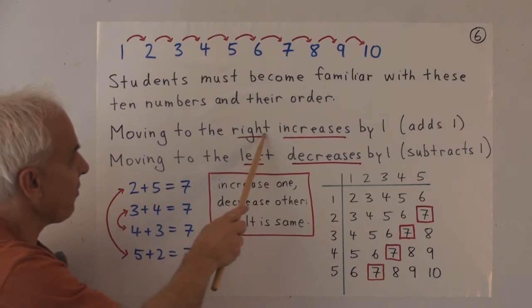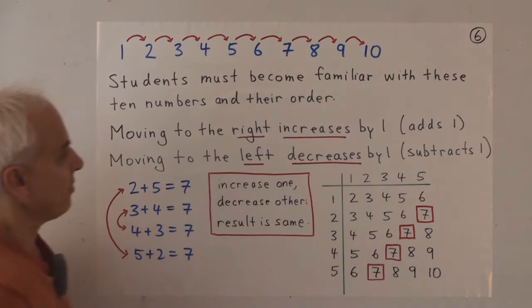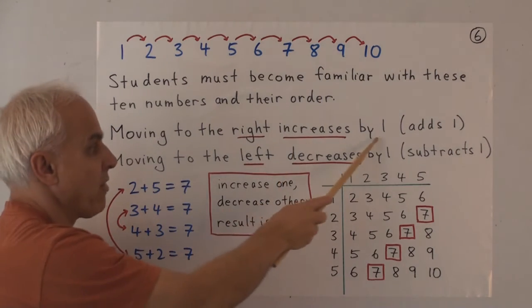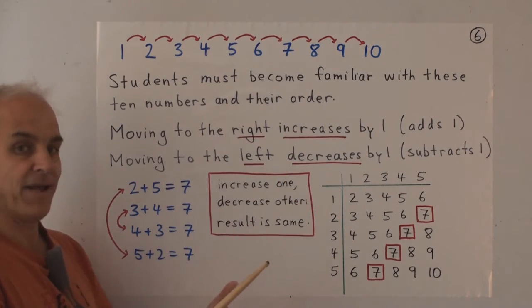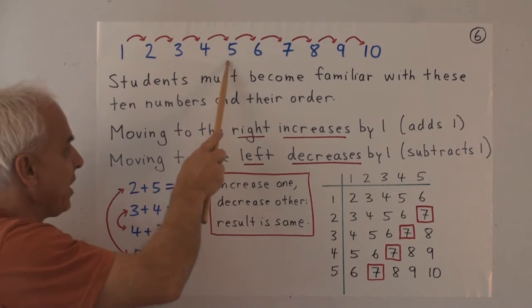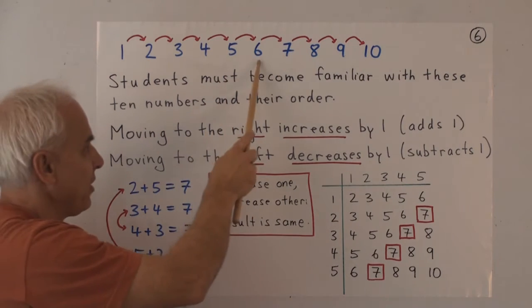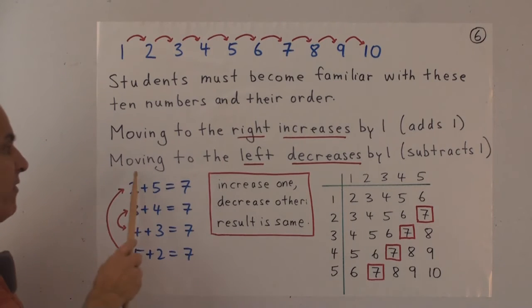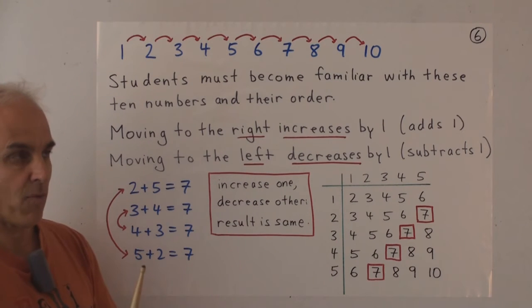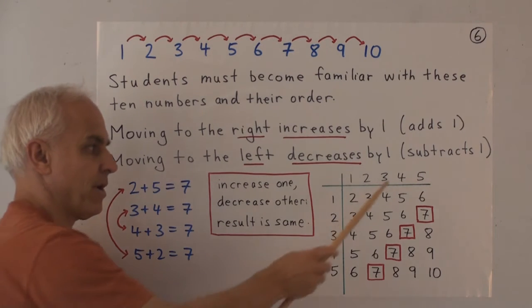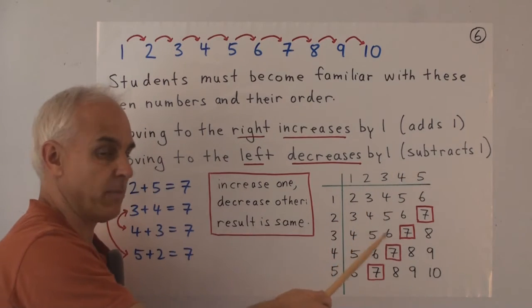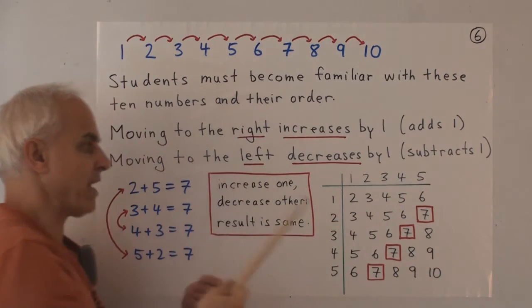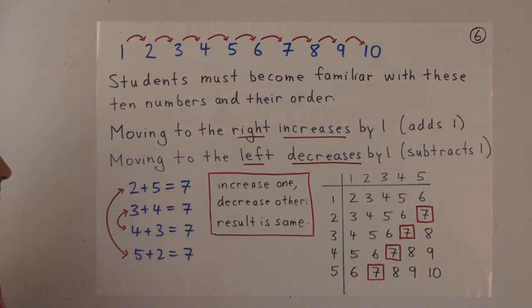So of course, moving to the right in this list increases by 1, or if you like, adds 1. Going from here to here is adding 1. From here to here is adding 1. While moving to the left decreases by 1. Well, that's subtraction, which we haven't talked about, but it's subtracting 1, it's taking 1 away.